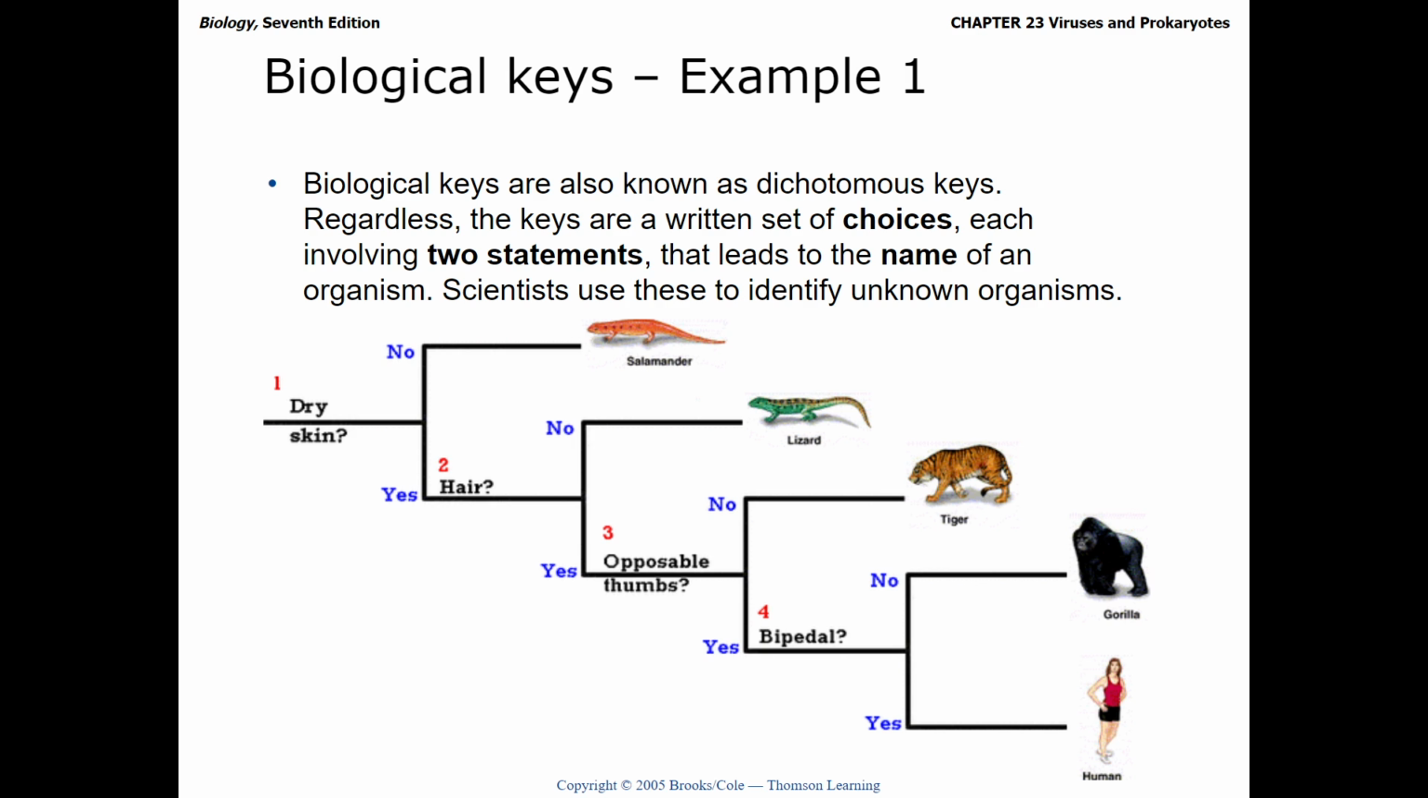Does your organism have dry skin? Yes. Does it have hair? Also yes. Opposable thumbs? Yes. It's bipedal? Yes. If you answer yes in that order, that would lead you then to the human. Let's try one more. You have an organism that has dry skin, an organism with opposable thumbs, but an organism who is not bipedal.